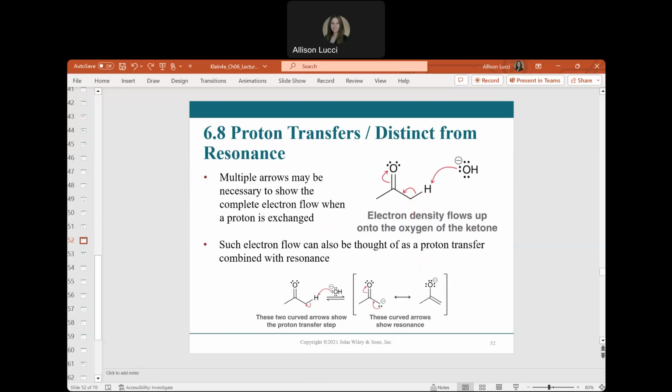So we have a base, right? Our hydroxide ion here. And we're going to see that again, the arrow starts where the electron density is, right?